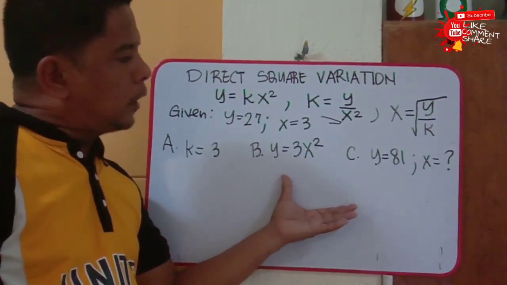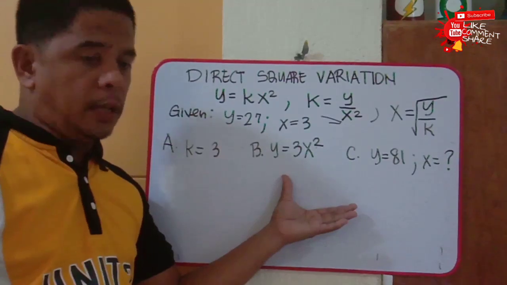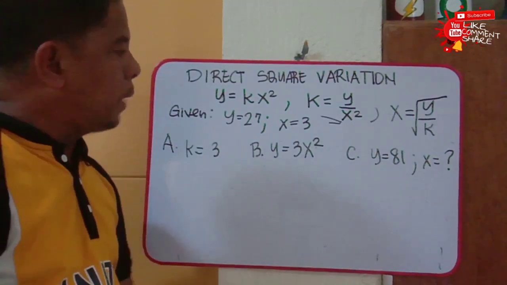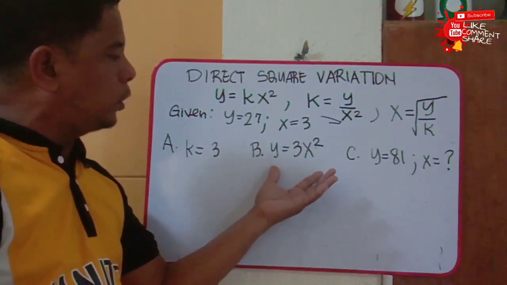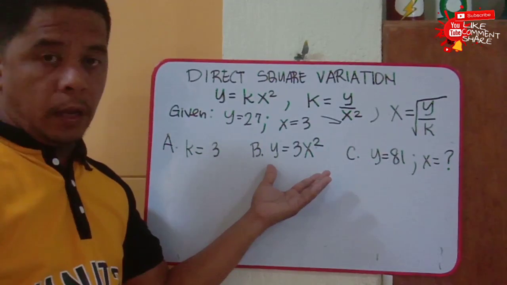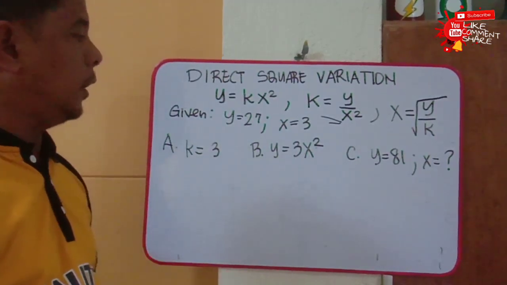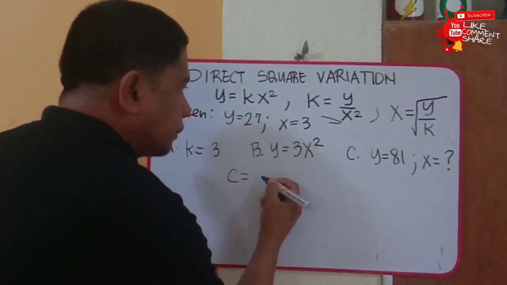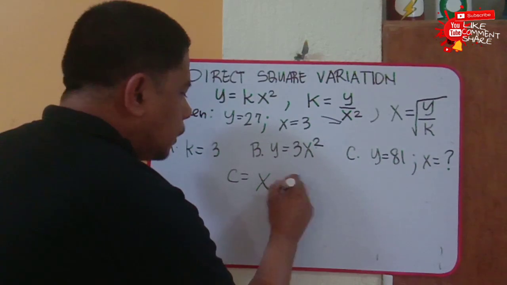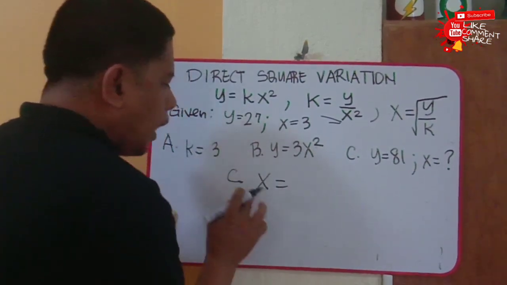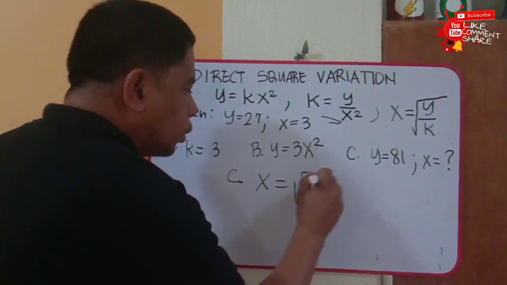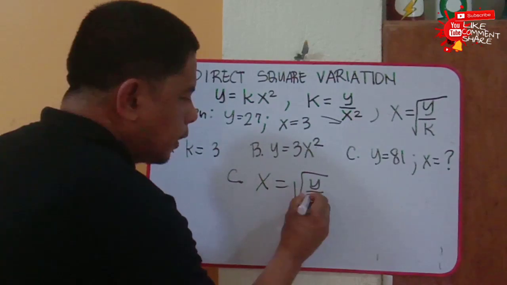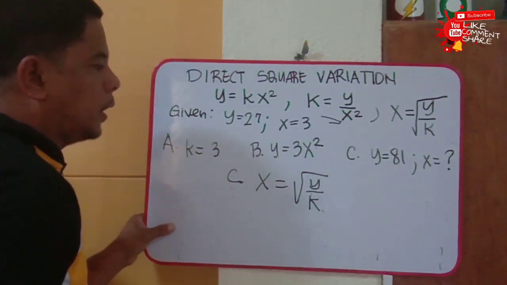Question in number 1, letter C. What is x when y equals 81? So, based sa nakuha natin, our equation is y equals 3x squared. So, substitute lang natin. Okay, yung letter C natin. X equals the square root of y over k. So, substitute lang po natin.